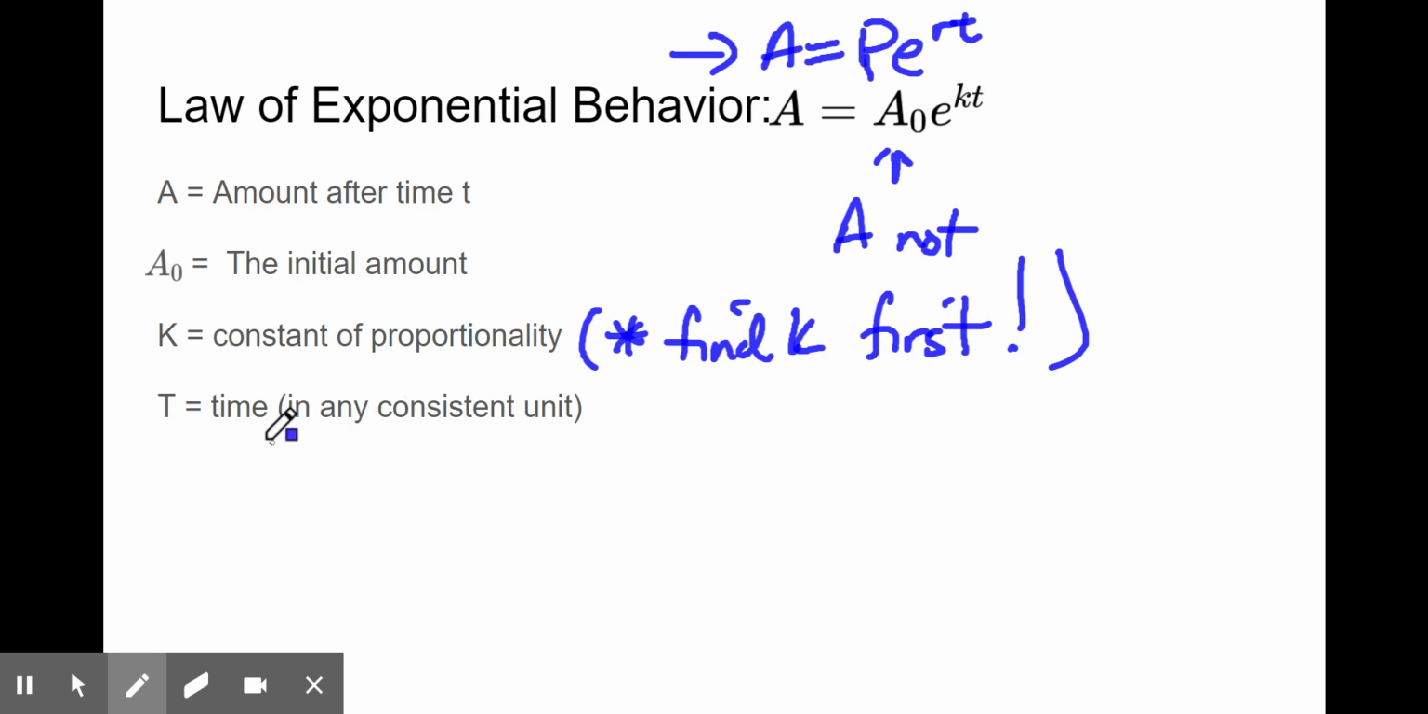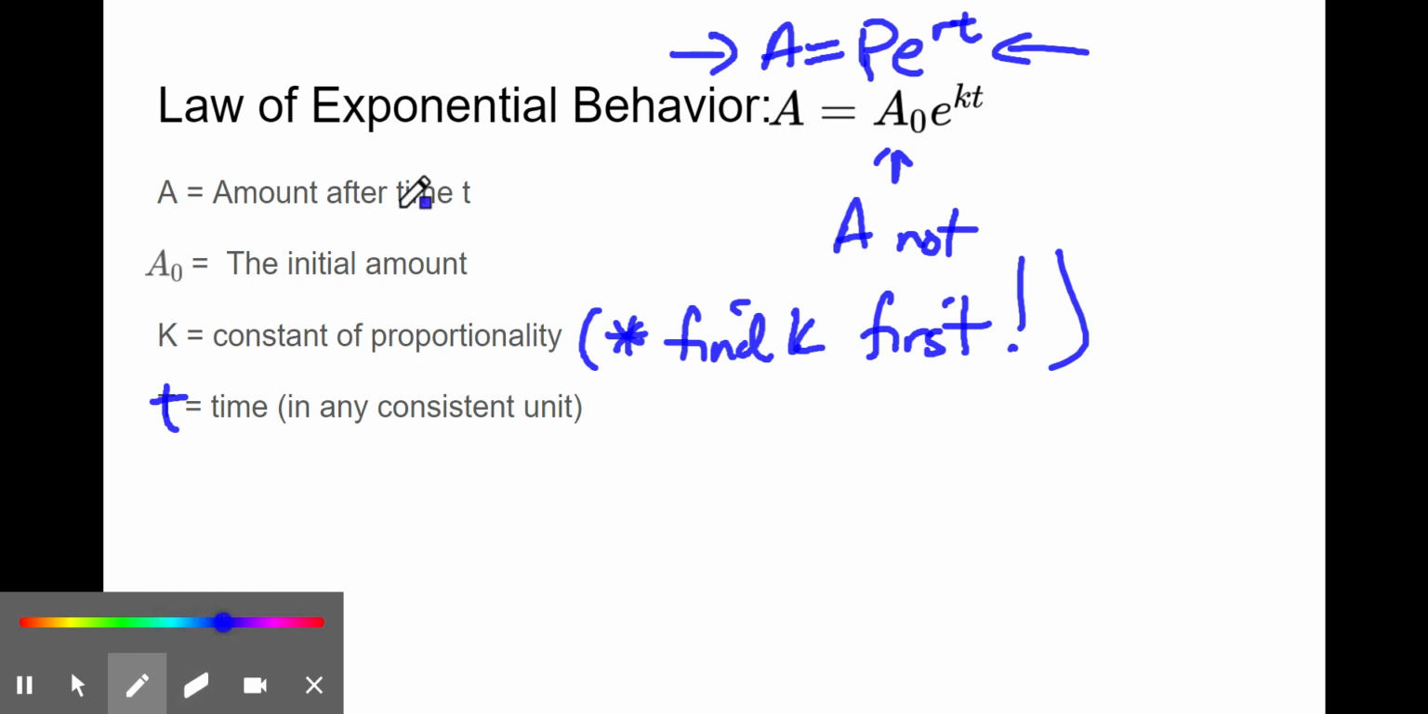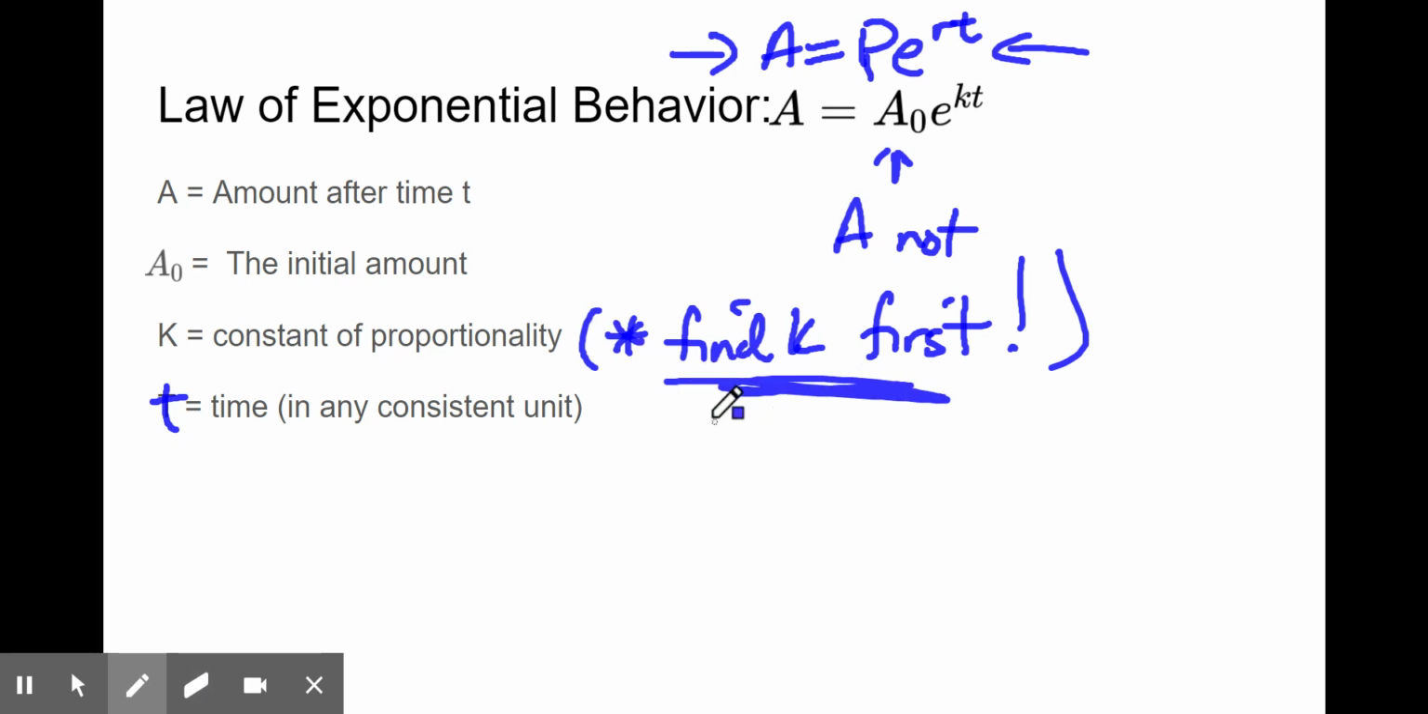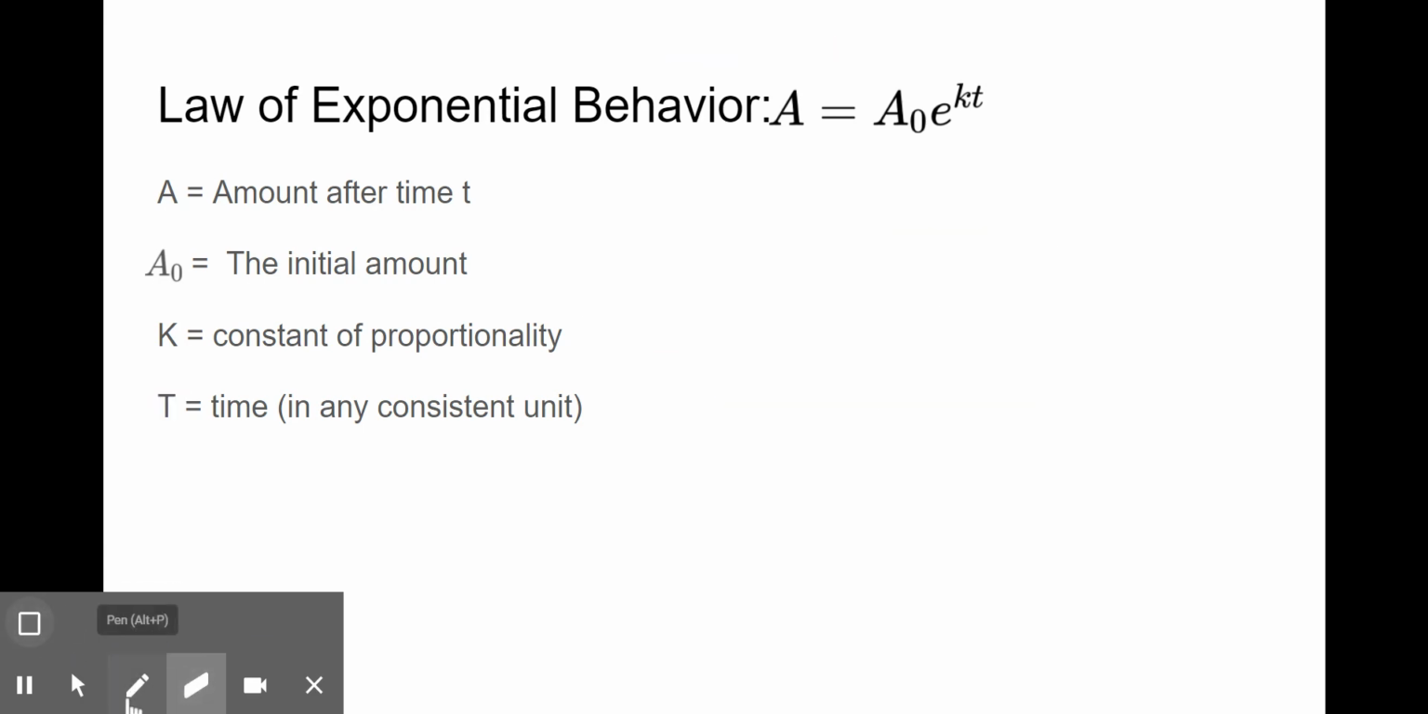And then time, t, is in any consistent unit. This should be a lowercase t. So a little bit different from A = Pe^(rt), where t was in years. Here, the time can be in any unit as long as it's the same unit across the whole problem. So if you want to do it in days, fine, but everything has to be in days. So for these problems, we're going to find k first, and then we're going to use that value of k in our new equation to go and actually figure out something else.